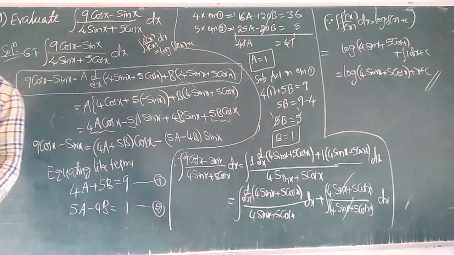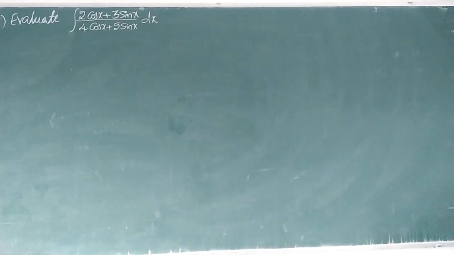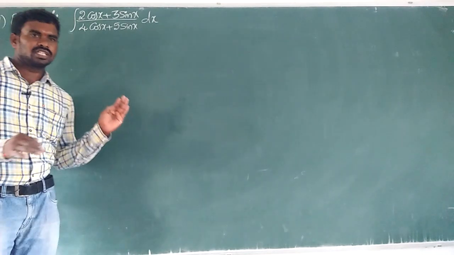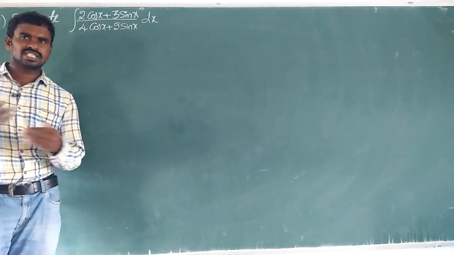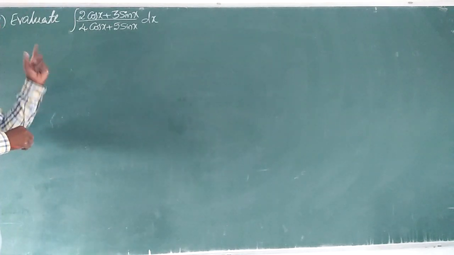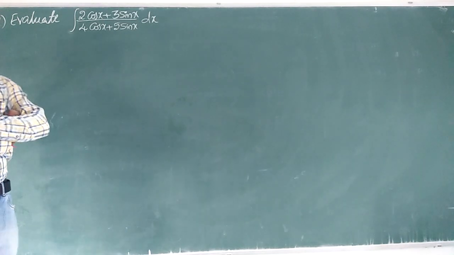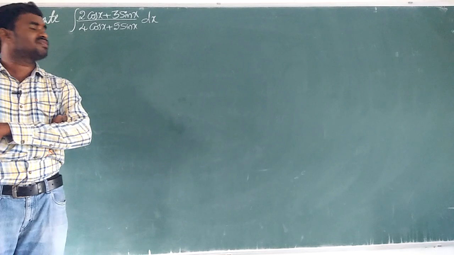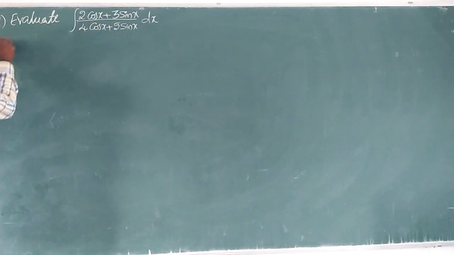First write down this. Okay, second one. If you are very clear about this, just pause the video and do the problem, and after that verify it. Otherwise, listen to this one also. Same question. Evaluate integration of 2 cos x plus 3 sin x by 4 cos x plus 5 sin x dx. Okay. So first you have to write the numerator solution.